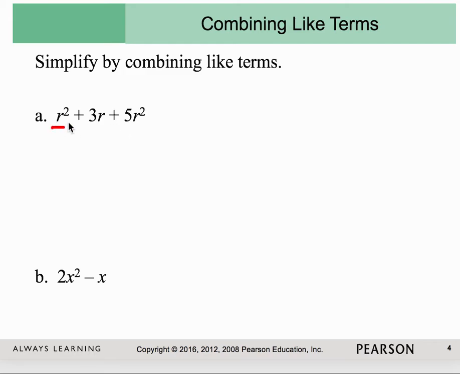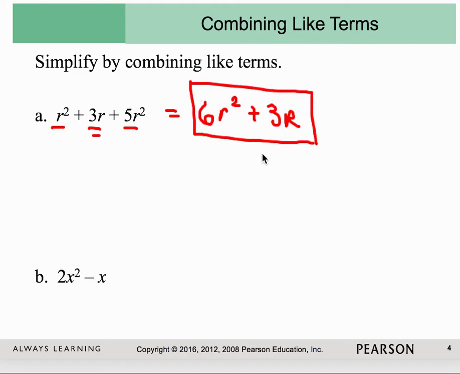So I'm looking across here. The only thing I can add to this is another r squared. Oh, I have one. So if I have one r squared thingy, whatever that is, and I've got 5 more of the same r squareds, then altogether I would have 6 of those r squared things. And then the only thing I have left is a 3r. Okay, so down here, the only thing I can add to this is another x squared. Since I don't have another x squared, and there's nothing alike, that's it.